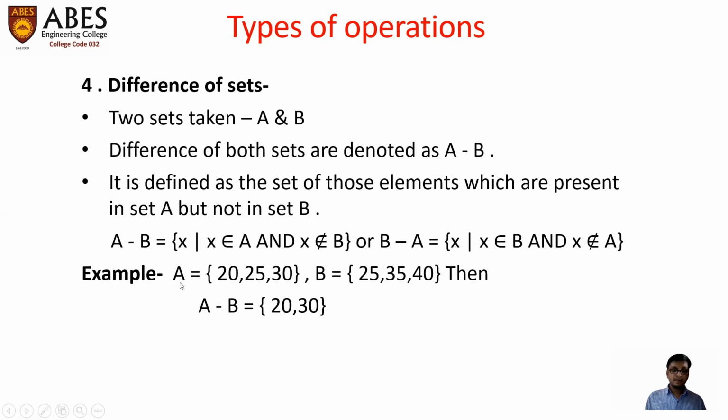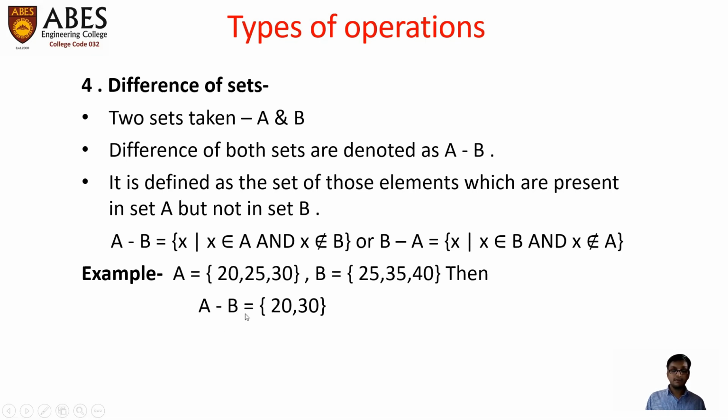So here I am taking an example: A is equal to {20, 25, 30}, B is equal to {25, 35, 40}. So what will be the value of the A minus B operation? After performing the set difference operation, the elements will come out as 20 and 30, because in set A three elements are there: 20, 25, 30.